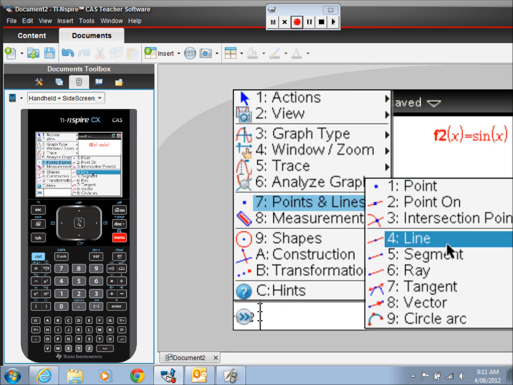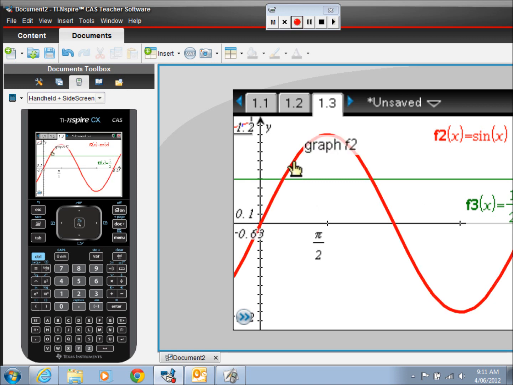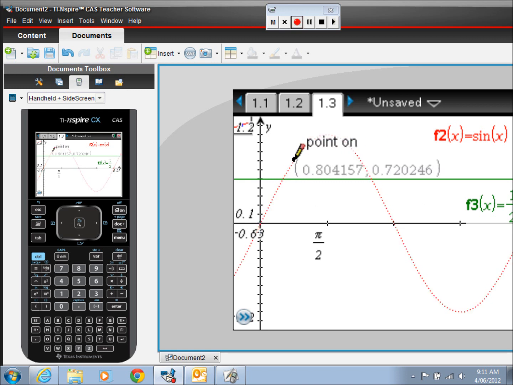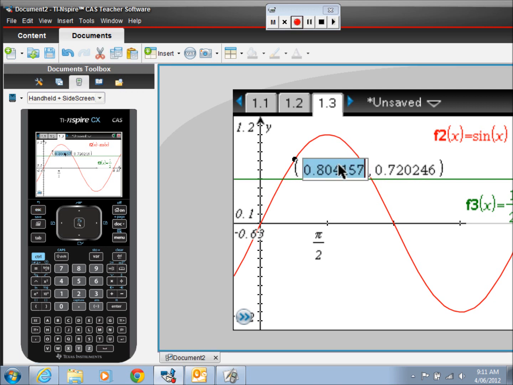Points and lines, point on. I'm going to put a point on the graph on this one here. So double click, just escape that, and then I can change that value there to pi on 6. And there you see it coincides with that point of intersection. So there's a couple of little skills there that you might not be aware of.